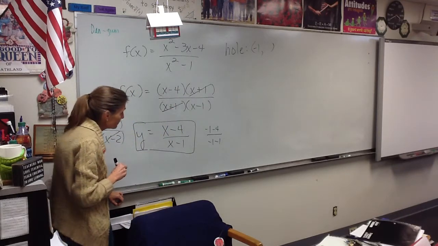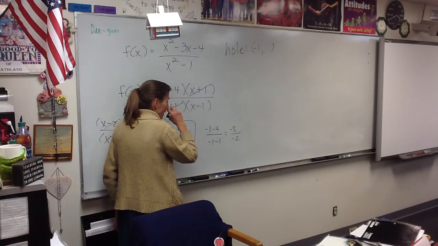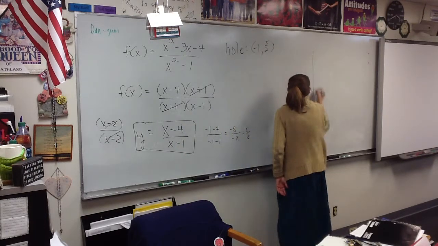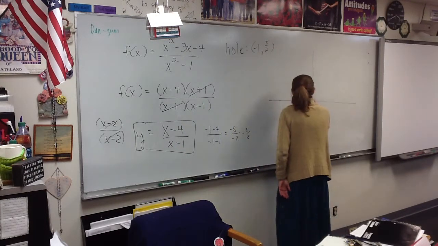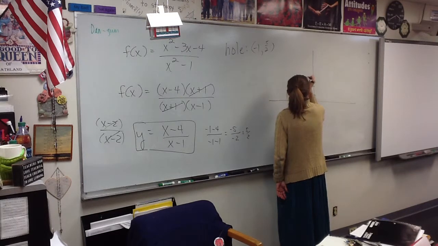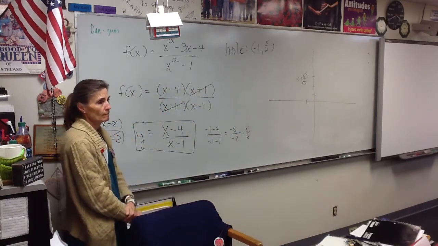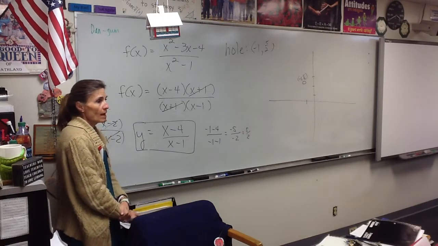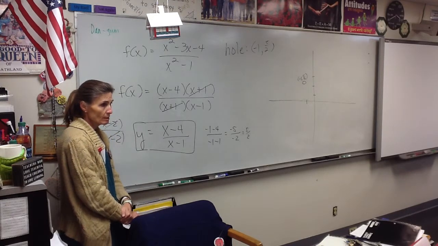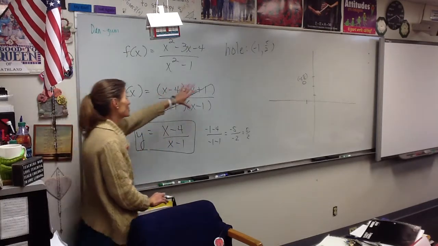I need to know what that actual number is because I'm going to plot that point. So what is that? -5 over -2. 5 halves. So on my graph, at the point -1, 5 halves, I'm going to put a nice little open circle. A hole. How come I haven't had any holes in any of my problems up to this point? Nothing canceled out. In order to have a hole, you have to have this.